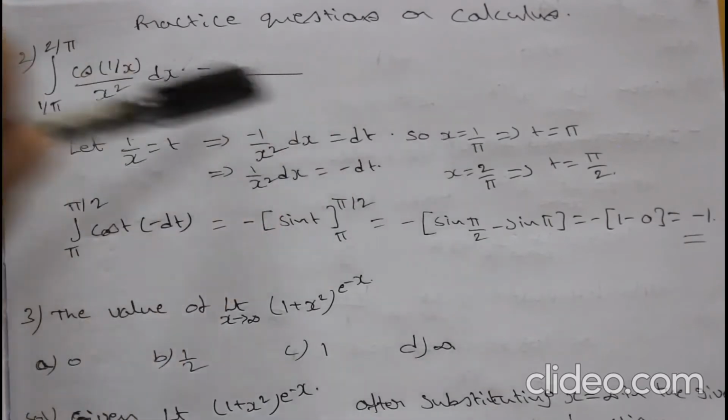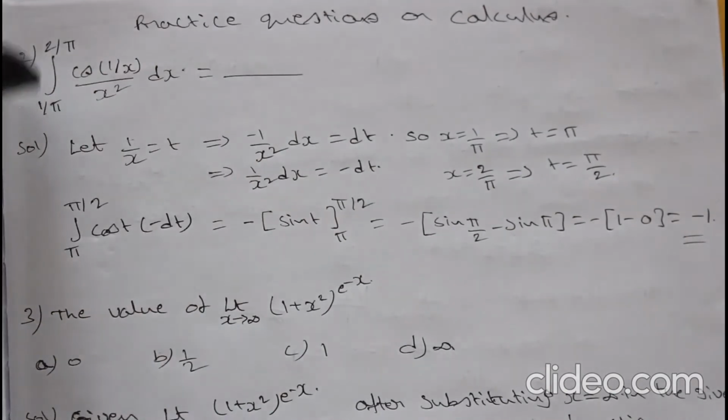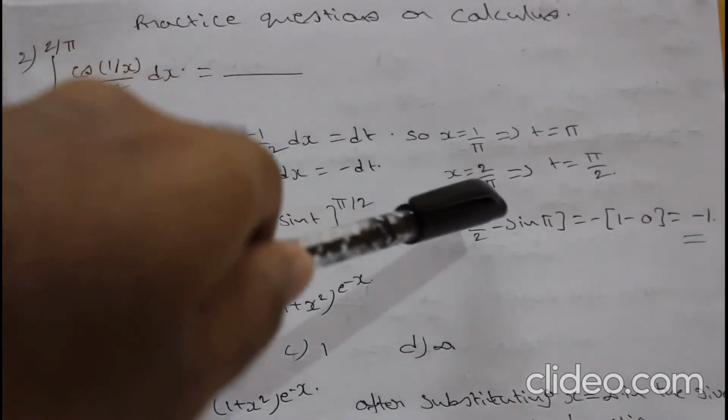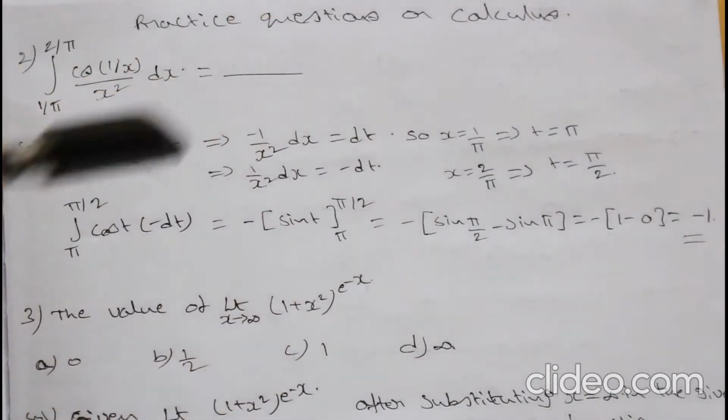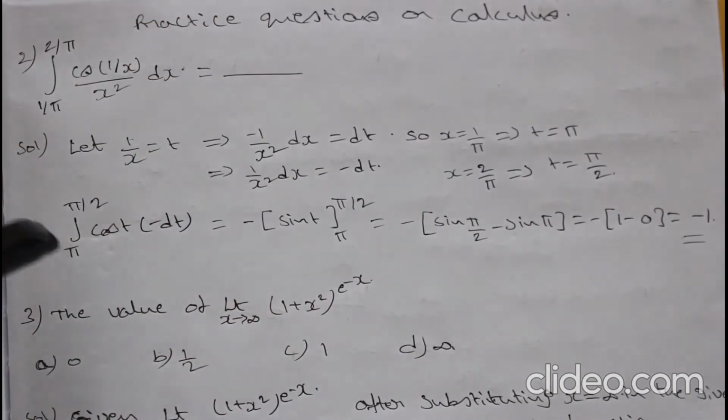X is equal to 1 by pi, but 1 by x is equal to t, so t is equal to pi. And x is equal to 2 by pi, and t will be pi by 2, because 1 by x is equal to t. Now apply the limits.